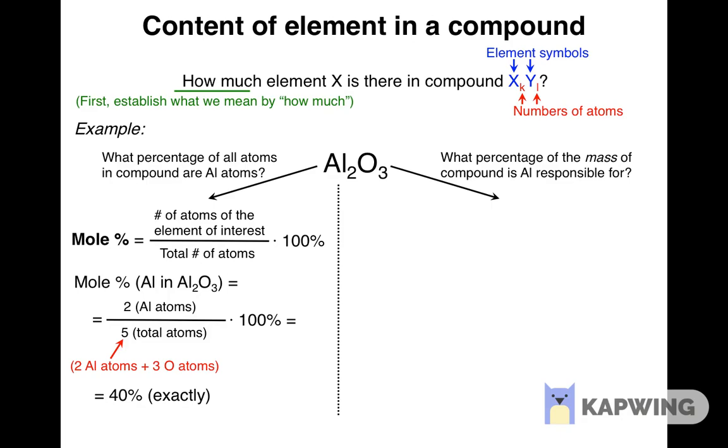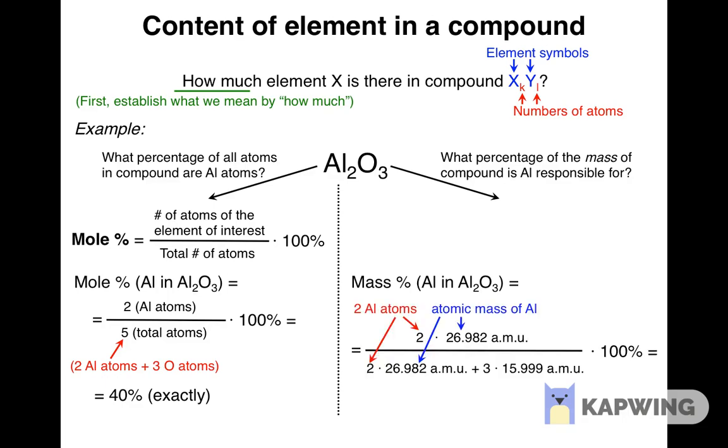Now let's consider what percentage of the mass of aluminum oxide is made up by aluminum atoms. Again, consider the simplest unit of aluminum oxide that consists of 2 aluminum atoms and 3 oxygen atoms. What is its mass and what percentage of it are aluminum atoms responsible for? Pause the video for a moment and try to figure it out yourself.